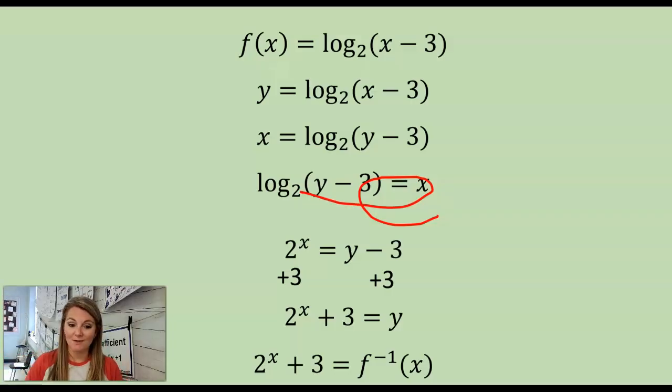Just going through all of my opposite operations, I originally had a log, inverse would be exponential. Bases are going to stay bases though. I was originally subtracting 3, I am now adding 3. It was a minus 3h, and now it's a plus 3k. Makes complete sense. Everything switches when you're doing inverses.